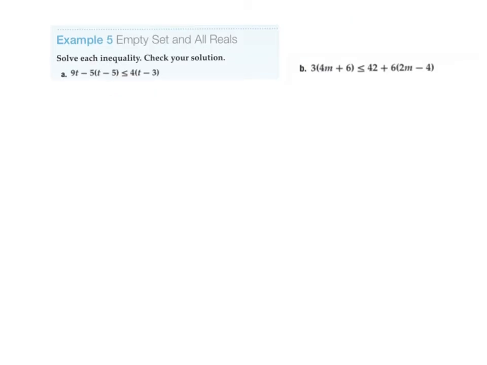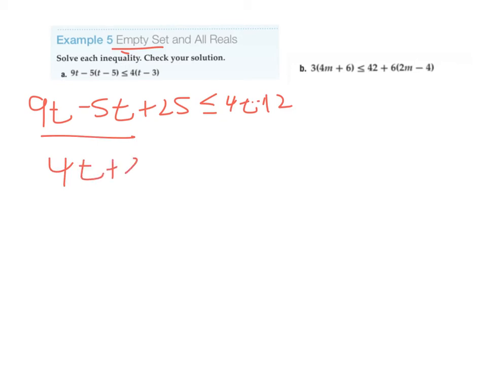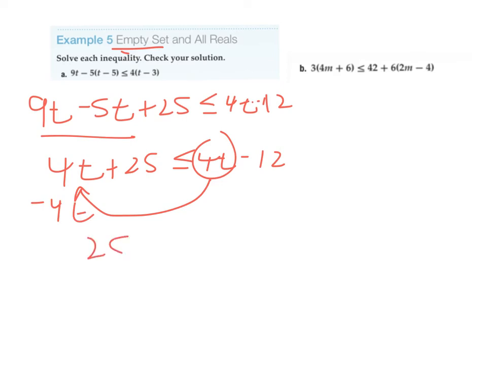So we're going to do this problem. We're going to solve this inequality, and we're going to end up with an empty set. And we'll just see why. 9t, and we distribute. Minus 12. And then I combine like terms, so that becomes 4t plus 25 less than or equal to 4t minus 12. Now I'm going to move my 4t over and make it negative. And when I do that, I get 0. So I have 25 less than or equal to negative 12. If you look at that, this is not true. It's false. 25 is not smaller than negative 12. So this is what's called an empty set.